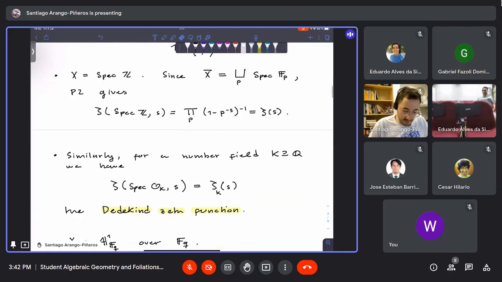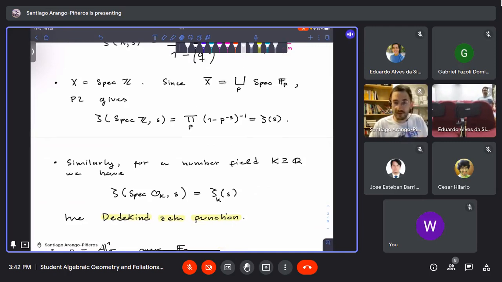People in the audience who like number theory have probably heard of the Dedekind zeta function. That is just the zeta function of the scheme Spec O_K, where O_K is the ring of integers of a number field K. So these two zeta functions are at the center of some of the most important conjectures in number theory, the Riemann hypothesis and the generalized Riemann hypotheses.